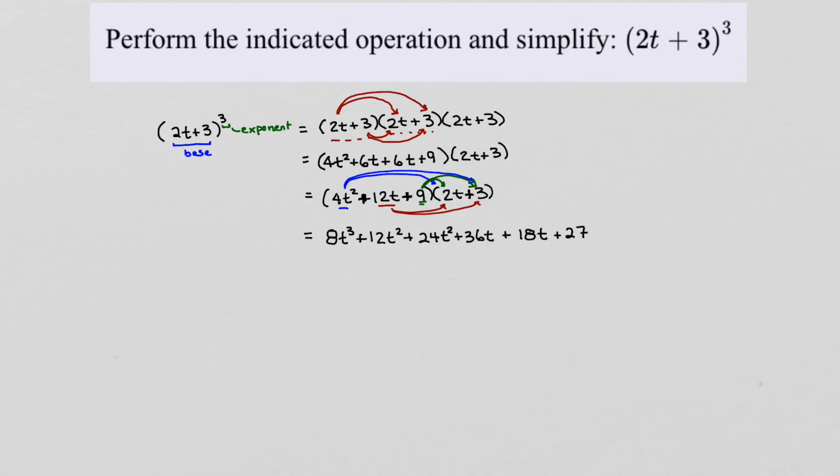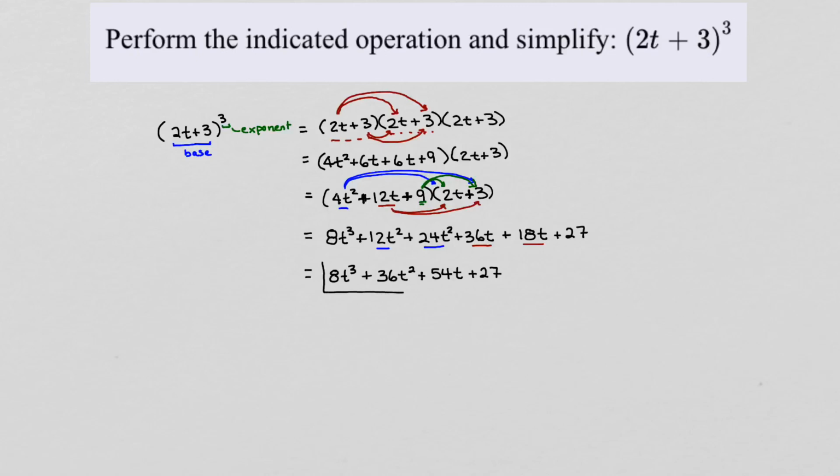We've finished distributing. Our last step now is to combine like terms. So put things together that have like exponents. We have 8t to the third, and then we're going to combine the two like terms, 12t to the second plus 24t to the second, and that's going to give us 36t to the second. And then we're going to put together the like terms 36t and 18t. And that's going to give us plus 54t, finally plus 27. Nothing else can be combined.